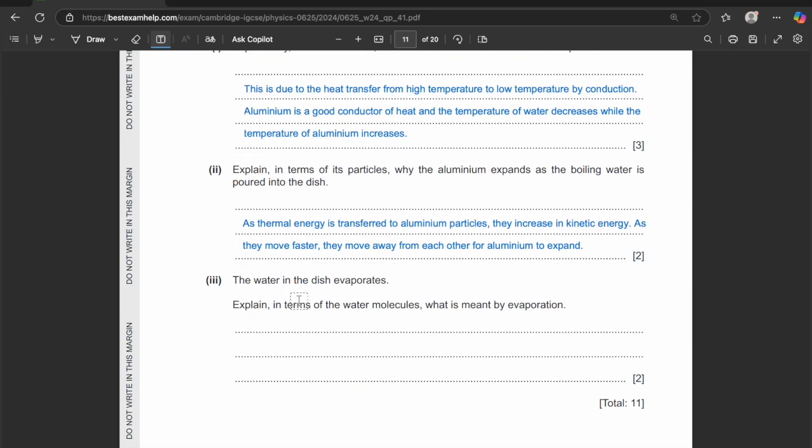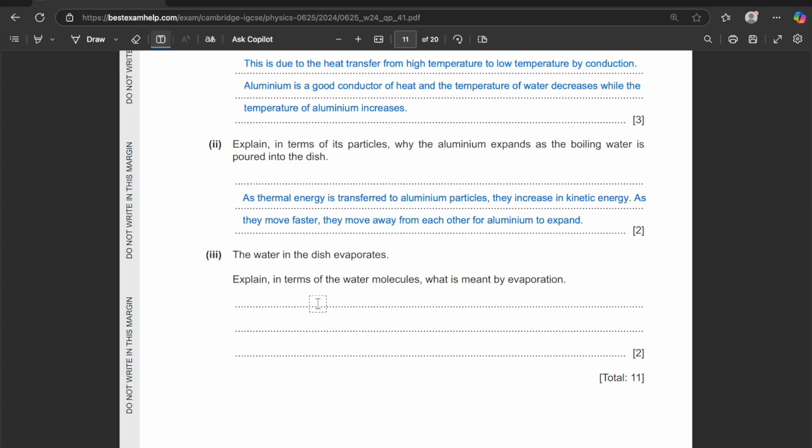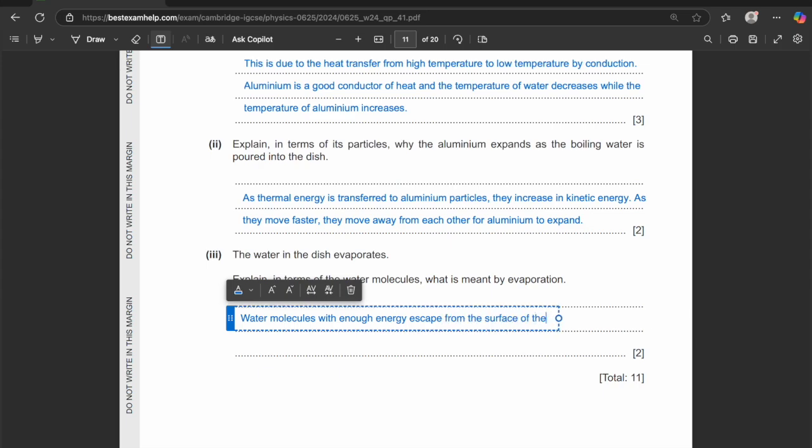Number 3. The water in the dish evaporates. Explain in terms of water molecules what is meant by evaporation. So evaporation happens when those water molecules get enough energy to leave the surface. So it's just that. Water molecules with enough energy escape. Escape is a better word than move out. Escape from the surface of the water.